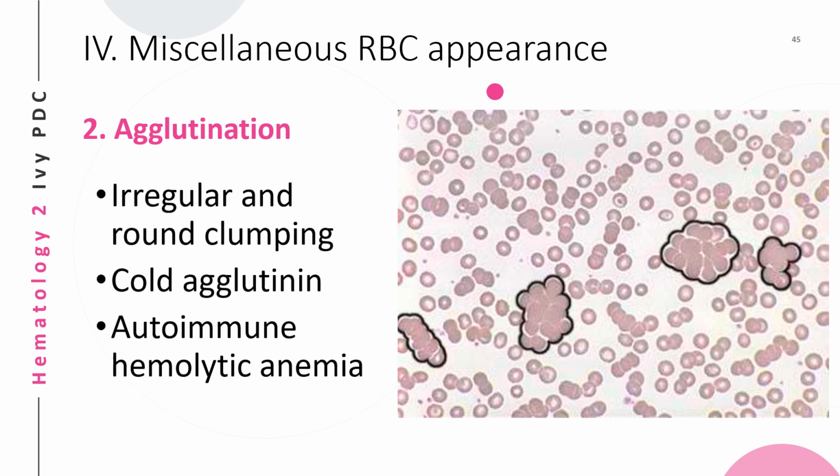Agglutination is the irregular and round clumping of red blood cells. So this is one agglutinate, and another agglutinate. Seen in cold agglutinin disease and autoimmune hemolytic anemia.